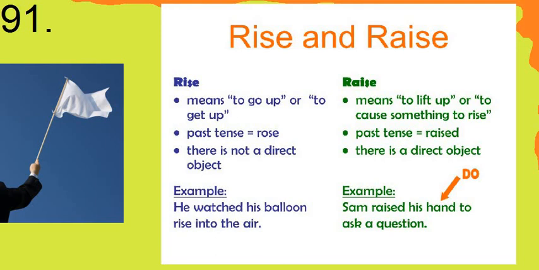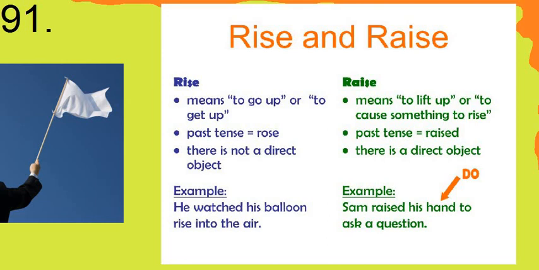Next we have rise and raise. So in the picture, someone is waving a flag. So we might talk about raising a flag. So raise is the verb to go up. You lift an object, you raise an object, you raise a flag. Whereas rise is the action of it going up. So you can see the meaning is very similar, and this is why people make mistakes.